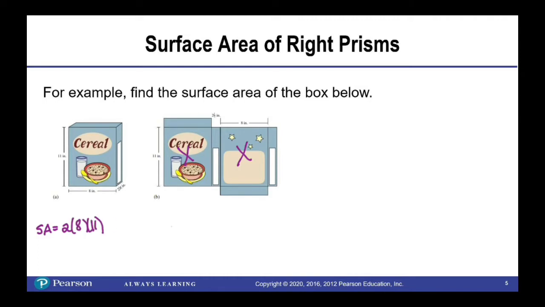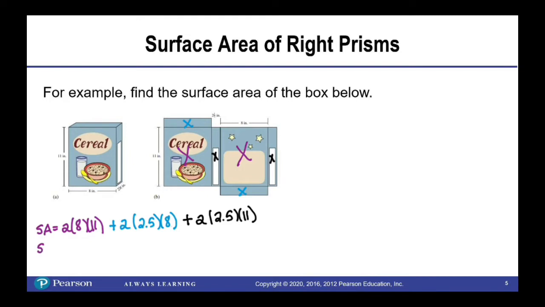Plus, think about the top and the bottom of the cereal box. They are the same, so there are two of them. I've marked them with blue X's. The length and width of the top and the bottom of the cereal box are 2.5 and 8. Then last, I have the two sides of the cereal box that I marked with a black X. The length and width of these sides are 2.5 and 11.